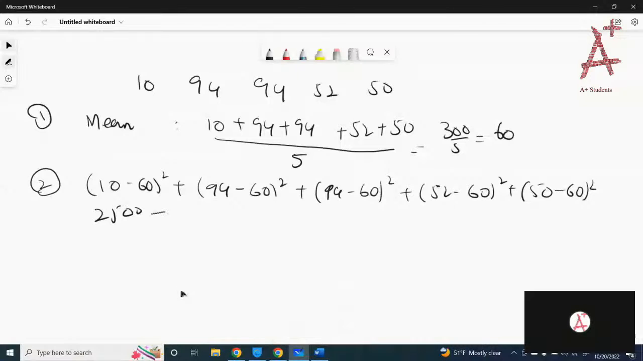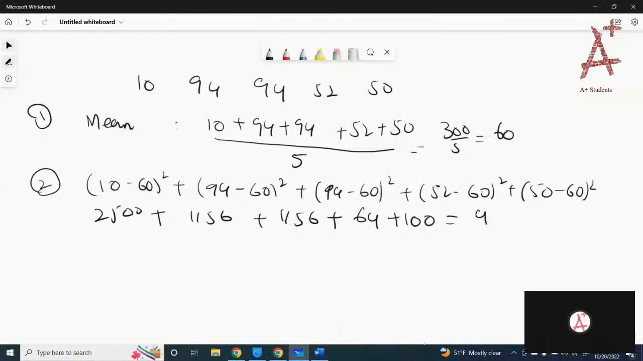Okay, 94 minus 60 is 34, and 34 squared is 1156. Again, 94 minus 60 is 34, it is 1156. Then 52 minus 60 is 8, and 8 squared is 64. Then 50 minus 60 is 10, and 10 squared is 100. Just add them all: 2500 plus 1156 plus 1156 plus 64 plus 100.